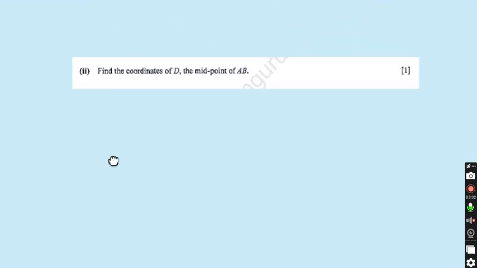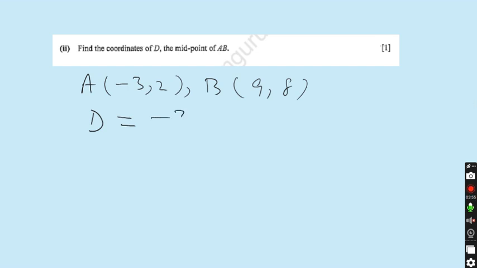Move to part number 2. What is part number 2? Find the coordinates of D, the midpoint of AB. Very easy. We have the coordinate of A is -3, 2 and the coordinate of B is 9, 8. Therefore, for the coordinates of D, we will use the midpoint formula, that is x1 plus x2 upon 2, y1 plus y2 upon 2.